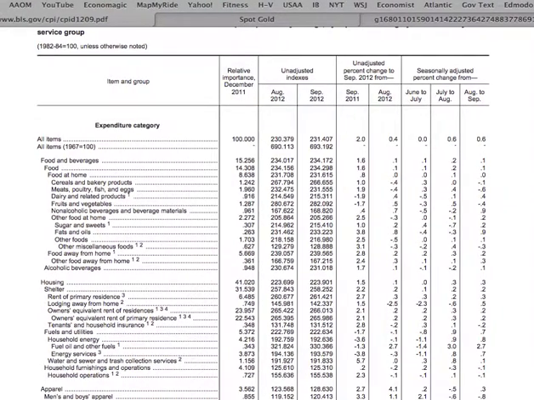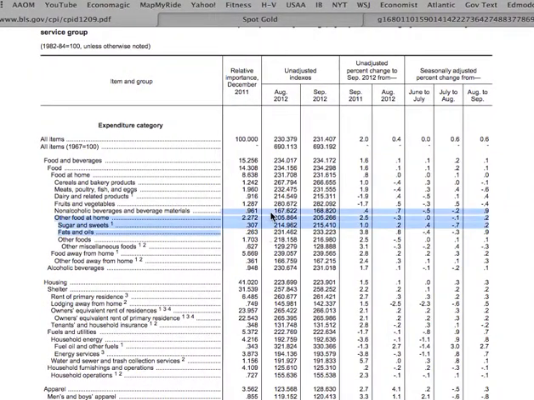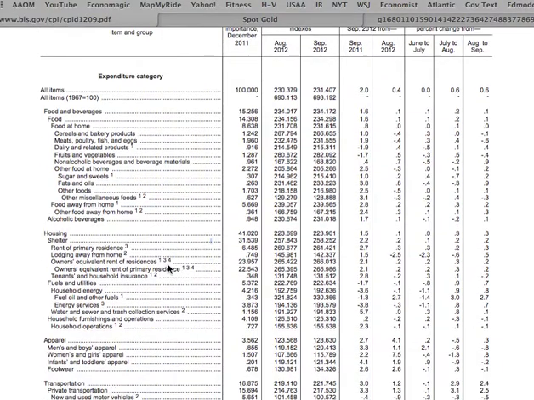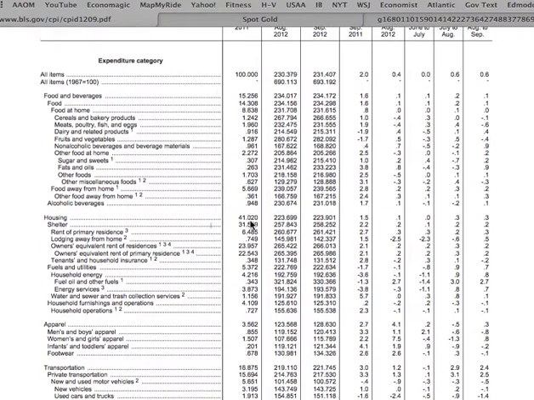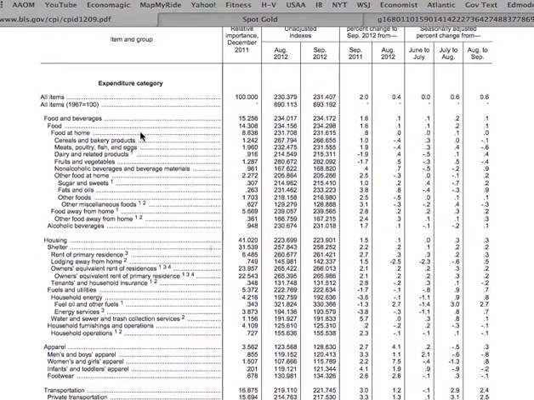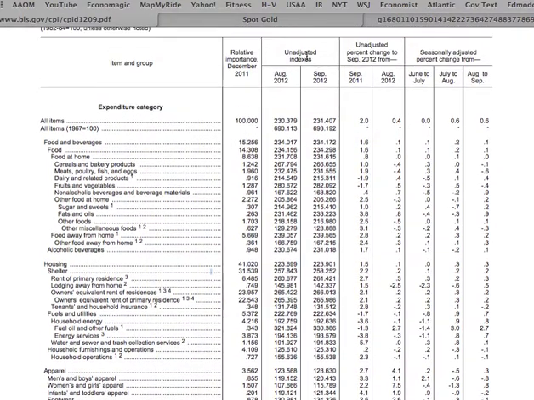Let me see if I can make this to where I can scroll down. Nope. All right. Oh, yep, I can. So housing is 41%. Let me go back real quick. So food and beverage. Let's look at the rest of this. The unadjusted indexes for August and September. And so I'm going to show you a little bit later what these indexes mean. So these numbers will be used to help us measure inflation.